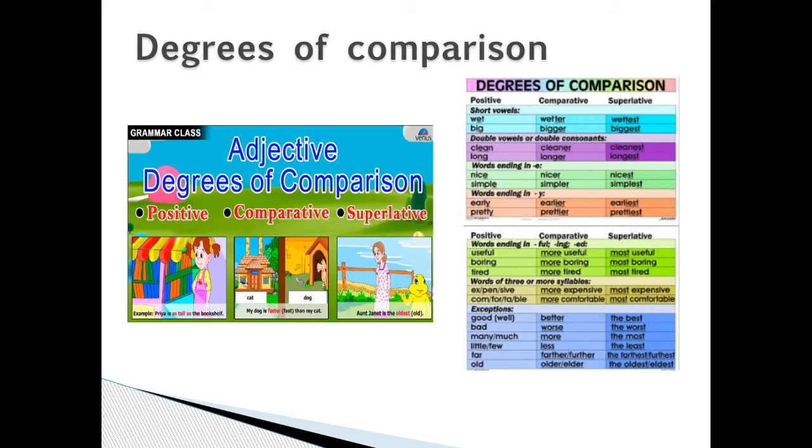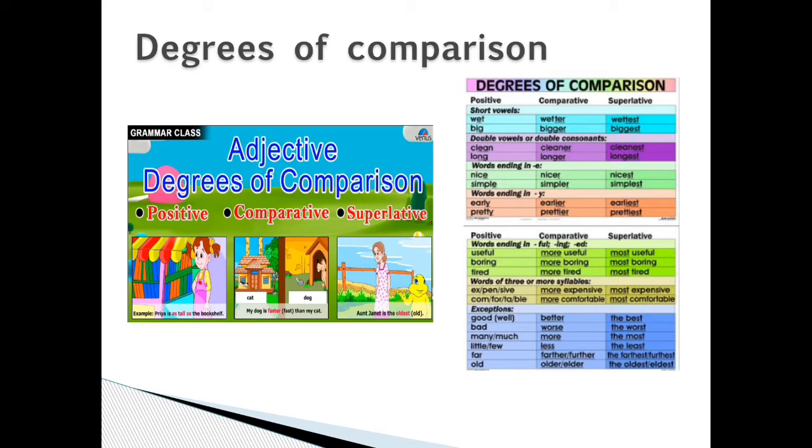Examples of your degrees of comparison would be like wet, wetter, wettest; big, bigger, biggest. Double vowels or double consonants will have clean, cleaner, cleanest; long, longer, longest. Words ending with E would be like nice, nicer, nicest; simple, simpler, simplest. Words ending in Y: early, earlier, earliest; pretty, prettier, prettiest. Useful, more useful, and most useful. That's when you're looking at words ending in -ful, -ing, or -ed. Boring, more boring, most boring. Tired, more tired, most tired.